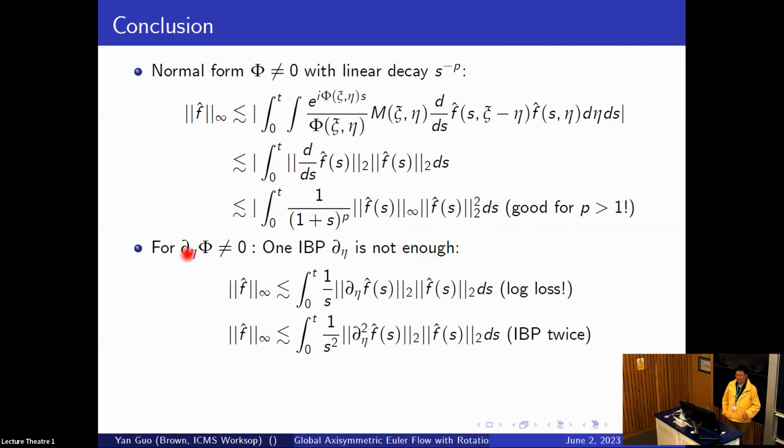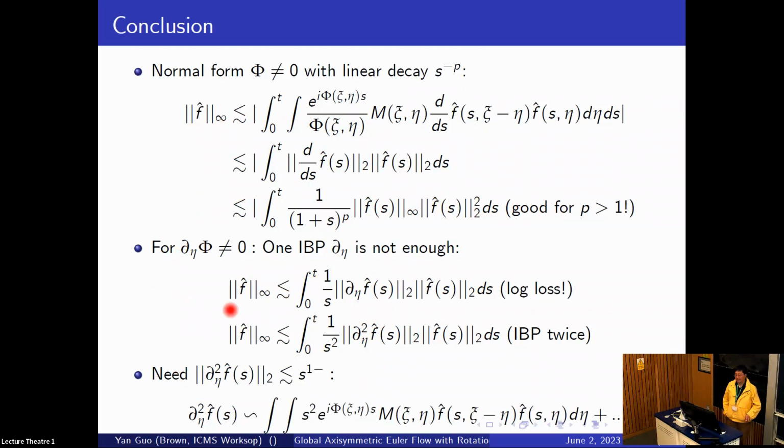So when this is not 0, let's assume this is not 0, we can do one integral by parts, something like this. But this is not enough. You just exactly have a logarithm. So usually you have to go one more, and then you have to estimate, for instance, something like this, and so on and so forth. So this introduces a new type of estimate.